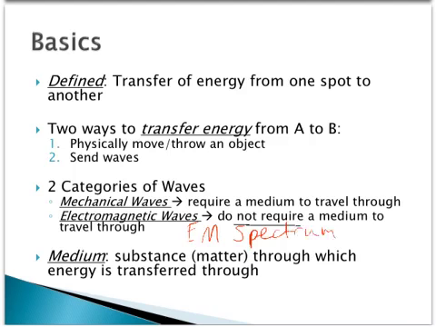Now, looking at these two, one requires a medium, one does not require a medium. So, what is a medium? Well, a medium is defined as a substance, usually matter, could be a gas, could be a liquid, could be a solid, through which energy is transferred. So a mechanical wave requires air, a liquid, or a solid to travel through. Electromagnetic waves do not. That is why, if you think of space, mechanical waves cannot travel through space. Electromagnetic waves can. That's why we get sunlight from the sun, right? Because the light is able to travel through empty space and get to Earth.